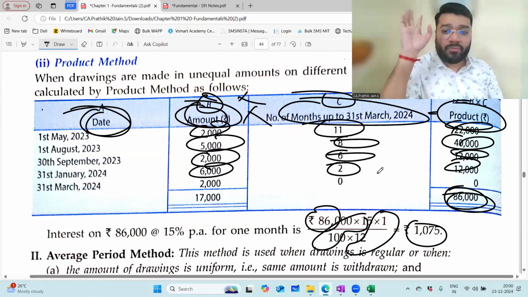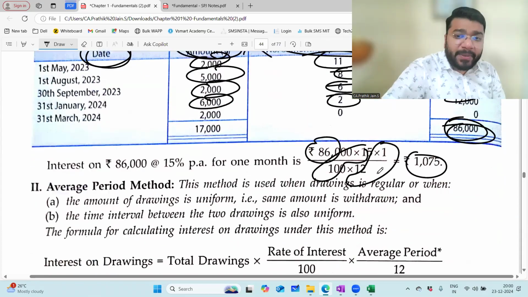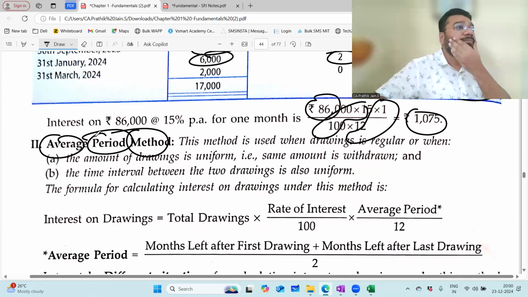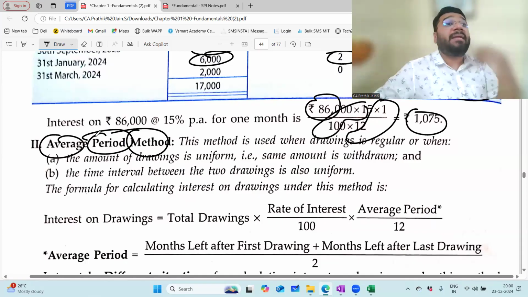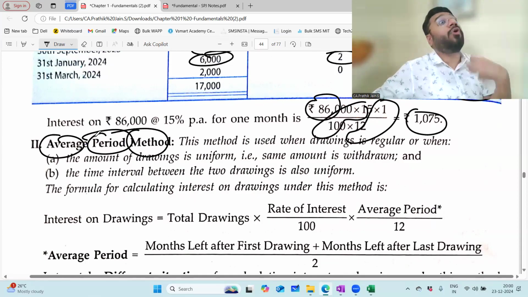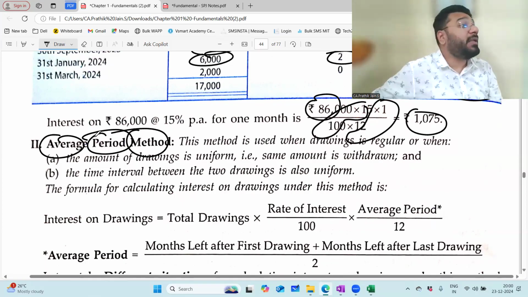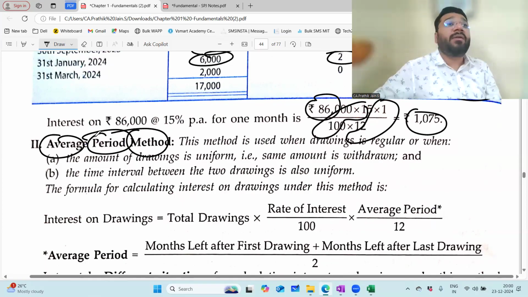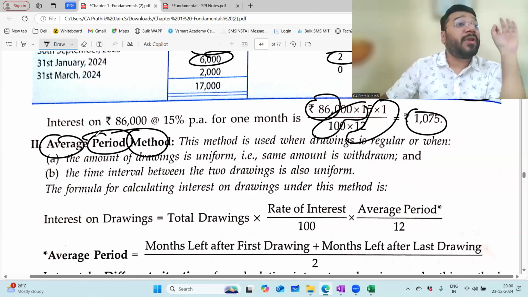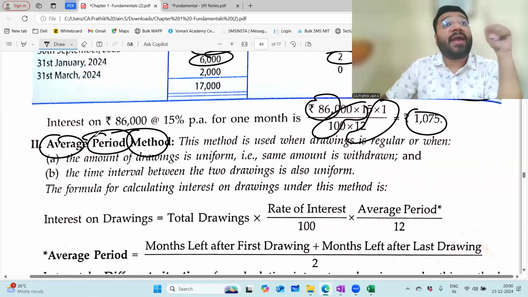Yes, sir. Now, the next method that is coming into picture is average period method. Average period method is a better version, improvised version of the product method. It is going to save more time compared to simple method and product method. But for anyone to use this method effectively, there are 3 conditions that you have to fulfill. All the 3 conditions have to be fulfilled. If any one is violated, you cannot use the average period method.